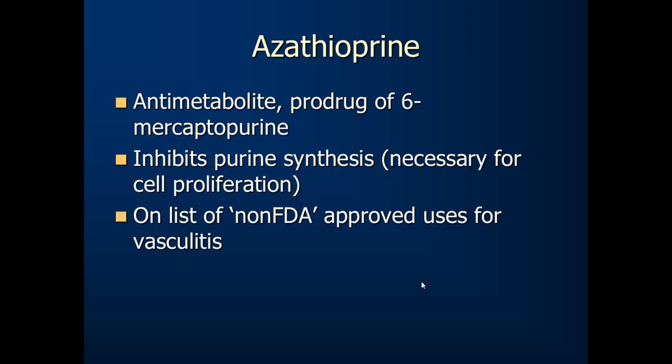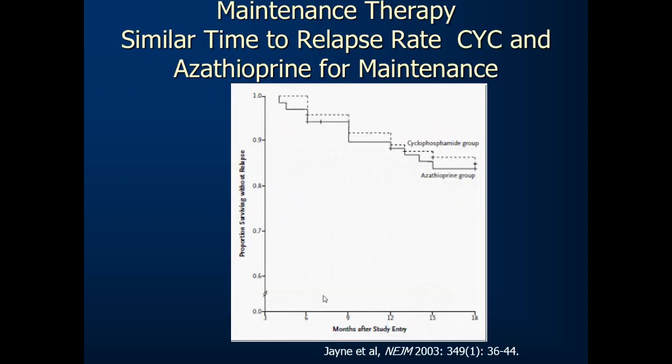Azathioprine is an antimetabolite. It is on the list of non-FDA approved uses for vasculitis, most likely because in almost every study, azathioprine is used as the maintenance therapy. Maintenance therapy was similar. There was a similar time to relapse, whether you received cyclophosphamide for an extended period of time, or if you were switched to azathioprine earlier on and continued that as your maintenance therapy. So there was no benefit to continuing cyclophosphamide for maintenance. Azathioprine is as good.